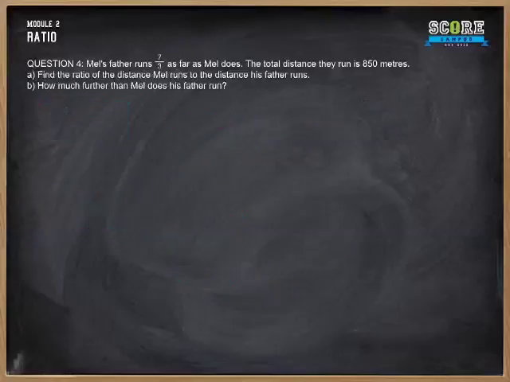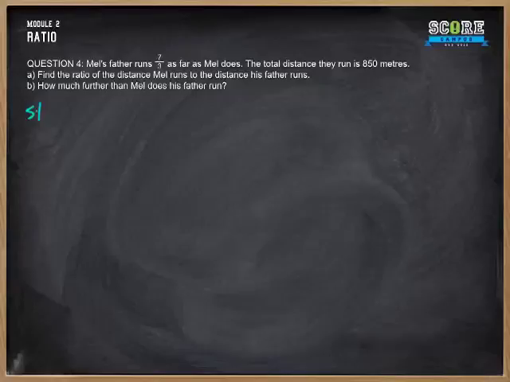Question 4, students. Mel's father runs 7/3 as far as Mel does. The total distance they run together is 850 meters. Part A of the question is this. Find the ratio of the distance Mel runs to the distance his father runs. Part B is this. How much further than Mel does his father run?